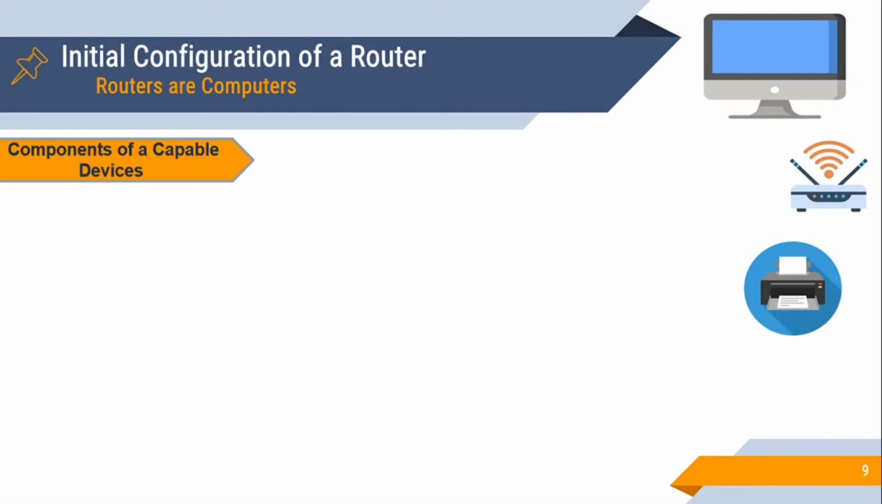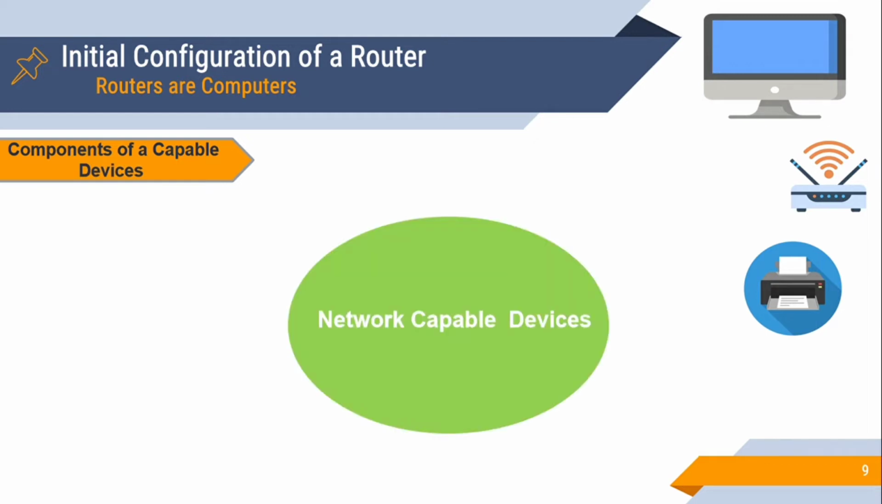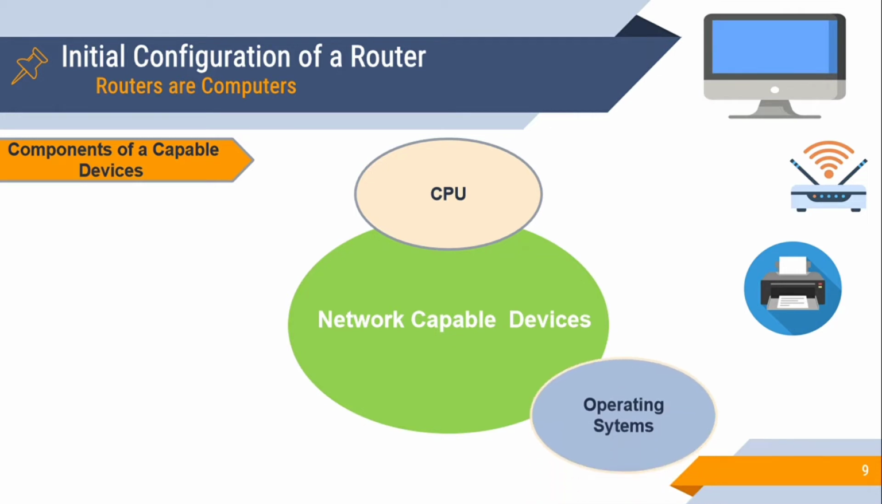Most network-capable devices, that is computers, tablets, and smartphones, require the following components to operate: Central Processing Unit, or CPU, Operating System, or OS, and memory and storage, including RAM, ROM, VRAM, flash, and hard drive.